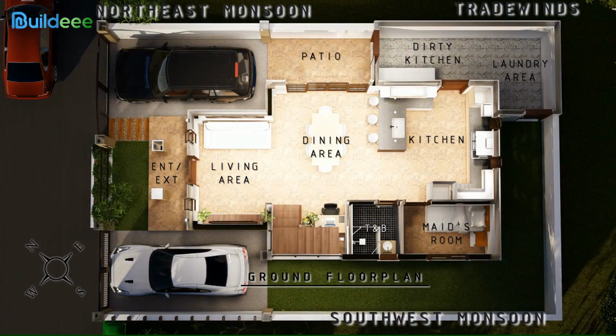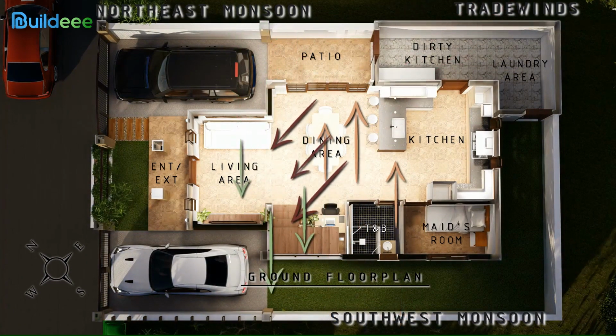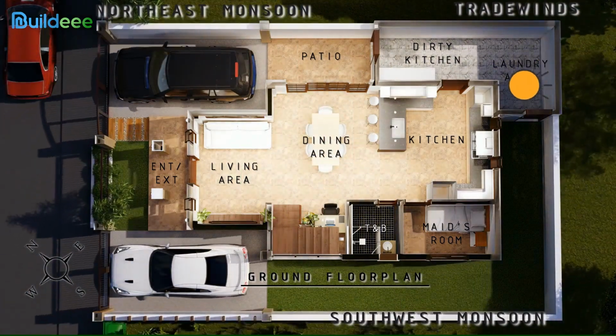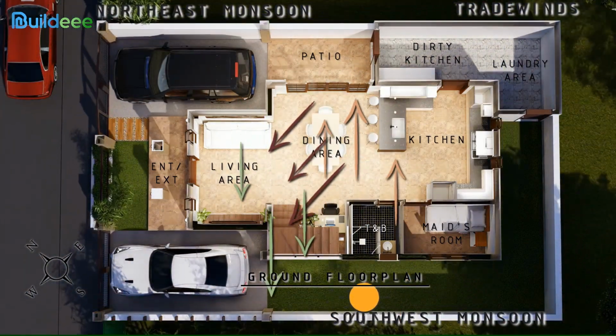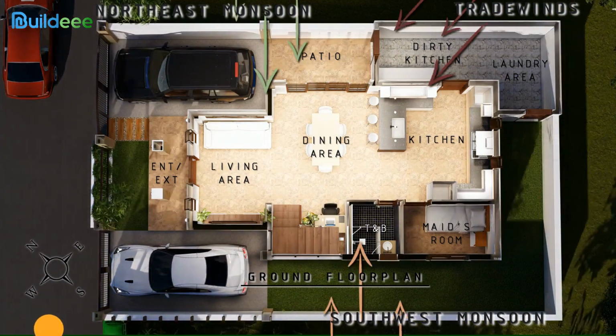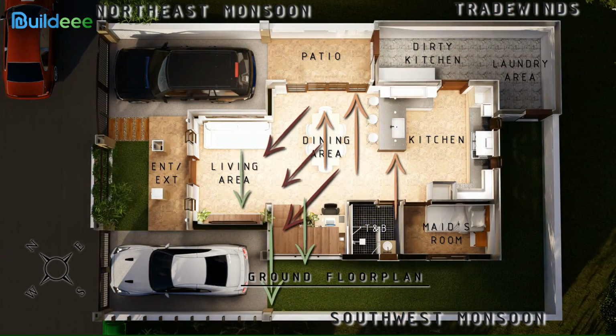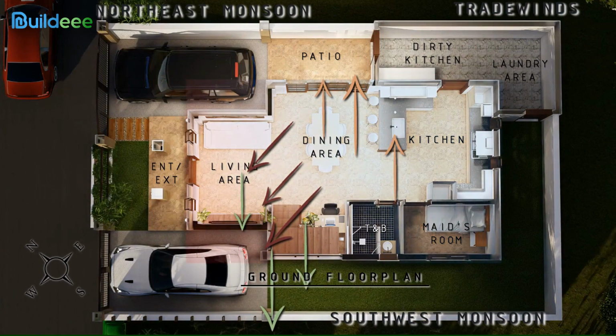On the other hand, the southwest part of the house has lesser openings to refrain rainwater from coming inside the house during the typhoon season. And during the summer months, only the kitchen and laundry area receives majority of the warm air, which prevents other parts of the house from getting warm.